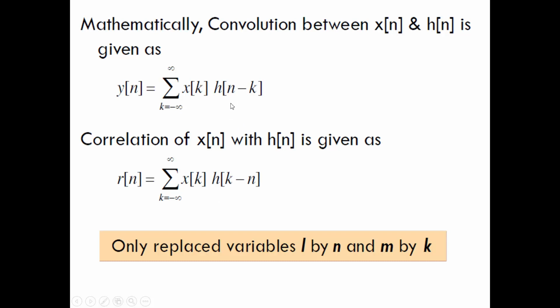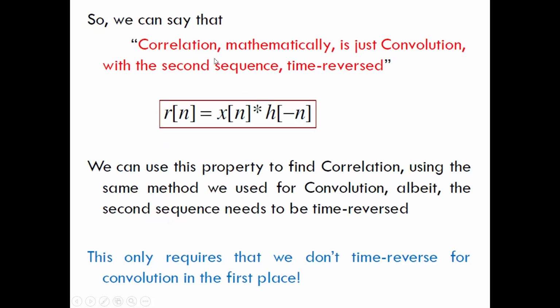But if you remember, the first step in convolution is folding only. If we again time reverse it, we will get the correlation. Correlation mathematically is just convolution with the second sequence time reversed. We can use this property to find correlation using the same method we use for convolution. The second sequence needs to be time reversed, and since we are already time reversing once in convolution, let us not time reverse for convolution in the first place.